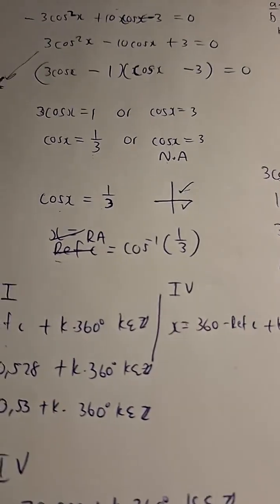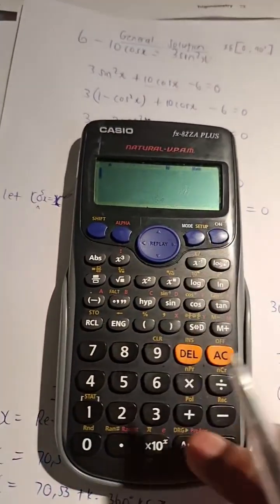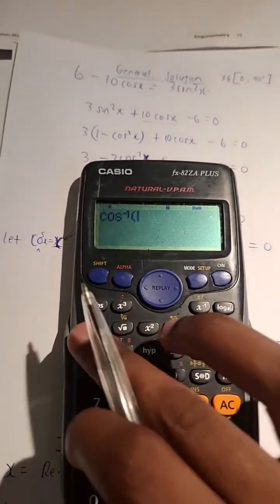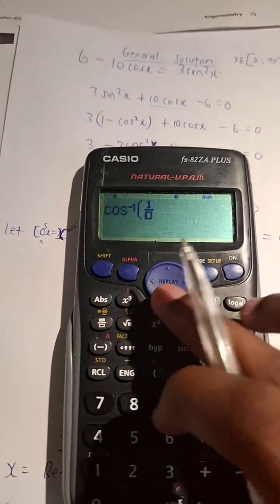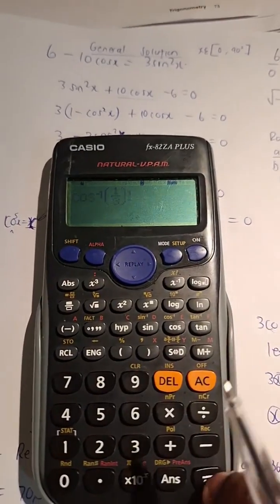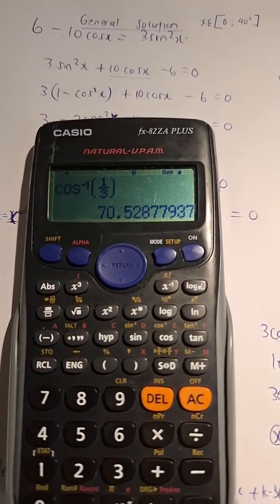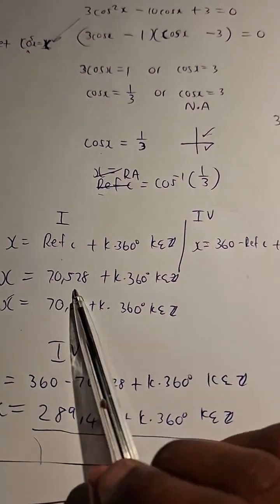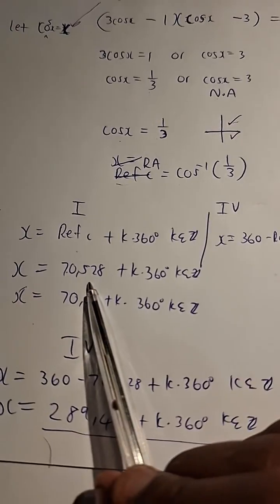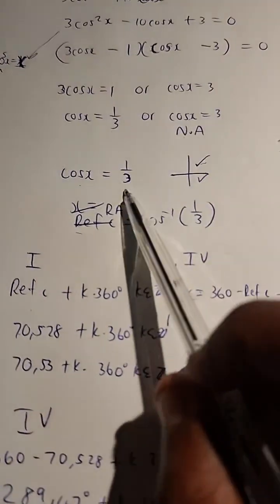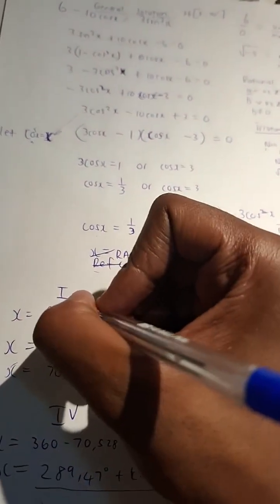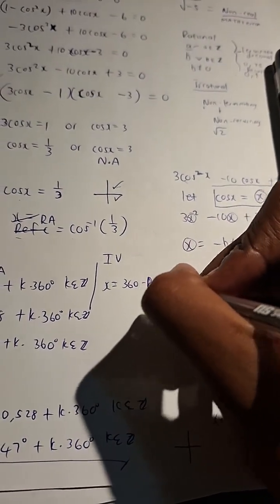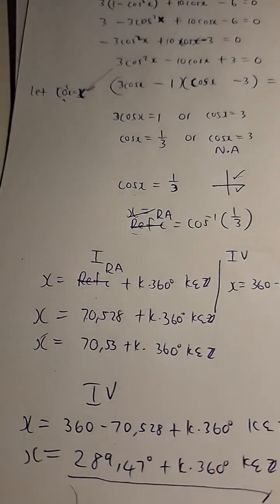You punch that into your calculator. Someone said they got a different answer, so let me check quickly. Cos inverse of the fraction 1 over 3, 70,528. Yeah, that is 70,528. Okay, that's fine. We can write RA. That's fine. I'm guessing a lot of people are using Kevin Smith. Yes, there's RA.